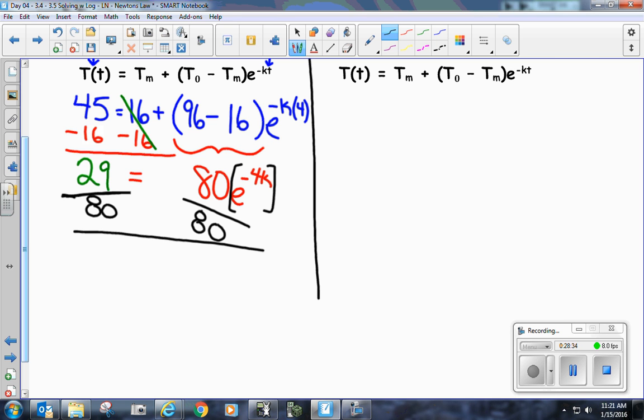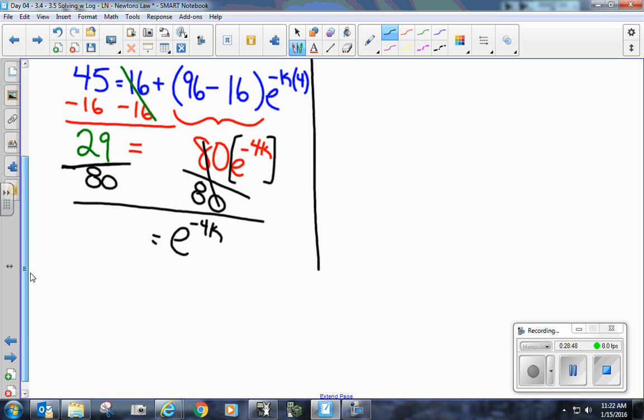Boom. So this goes away. We have e to the negative 4k equals 29 over 80. We can leave that as a fraction. You don't have to type that in with log. Don't try and solve it. Leave it. I mean, if you're one of these people who say, well, I have to reduce it, fine, go nuts. If it's 1 over 2, you want to say 0.5, that's great. But why do extra work when you know the calculator is going to do it for you?